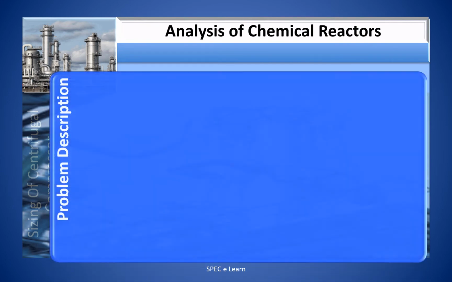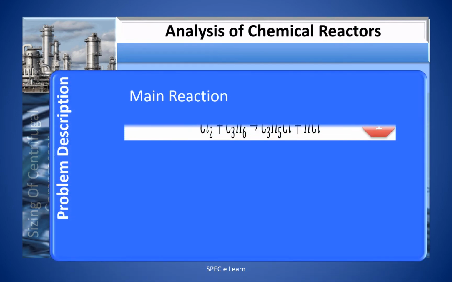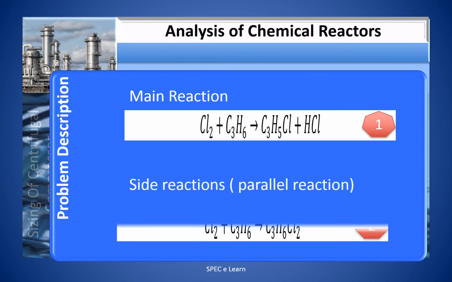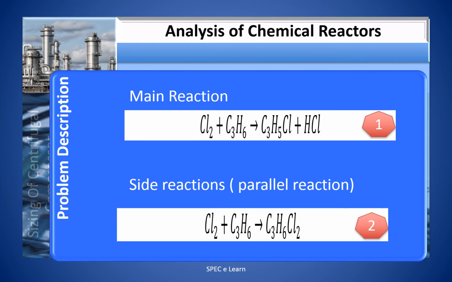The key reactions occurring in the reactor at the specified operating conditions are described here. The main reaction is a substitution reaction between propylene and chlorine to form allyl chloride and hydrogen chloride. In parallel to the main reaction, a side reaction is also taking place, which is an addition reaction between propylene and chlorine to form dichloropropane.